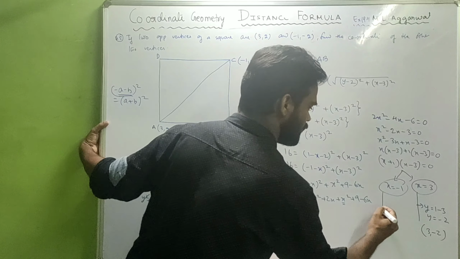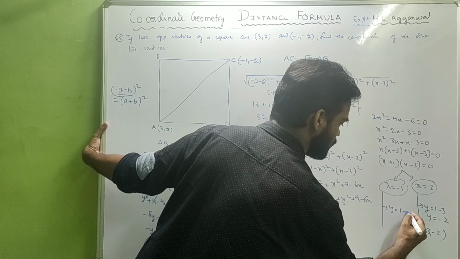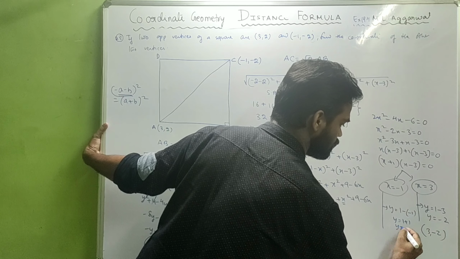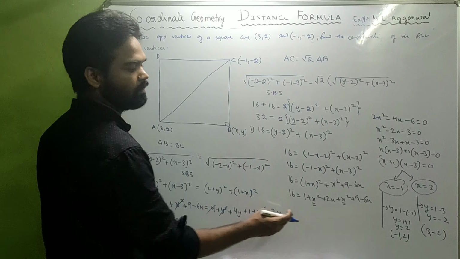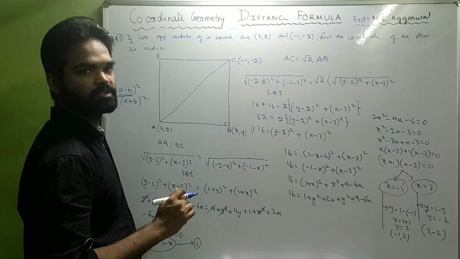Then when x is minus 1, look over here, y equals 1 minus of minus 1, that is y equals 1 plus 1, that's 2. So when x is minus 1, y is 2. So the other points are (-1, 2) and (3, -2).